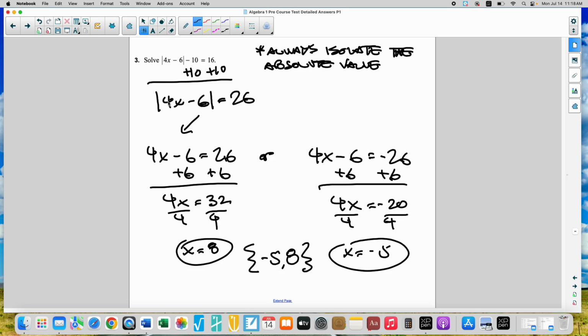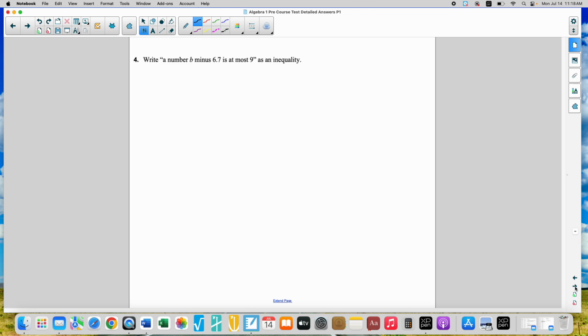Negative 5 times 4 is negative 20, minus 6 is negative 26, then we take the absolute value of negative 26, and we get 26. That's why this is a solution. And then 8 times 4 is 32, minus 6 gives me 26, and the absolute value of 26 is 26. Very important concept.